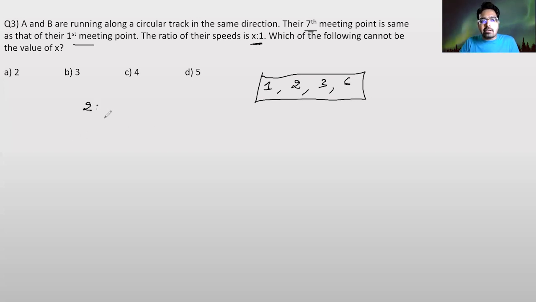So 2 is to 1. First value is 2 is to 1. What is the absolute distance difference? That is 1 unit, 2 minus 1. So how many distinct points will they meet on the circle? 1, and that is allowed.